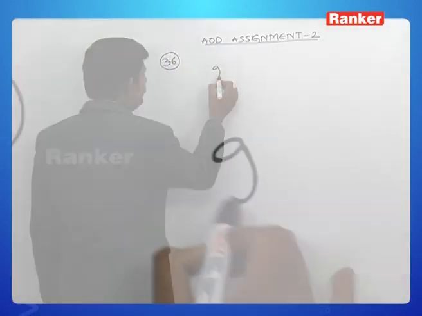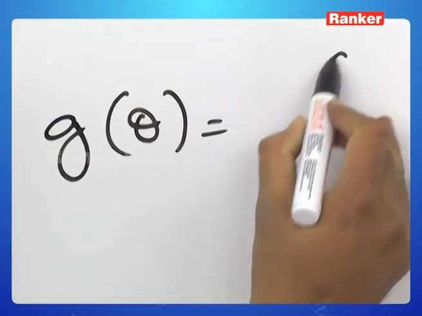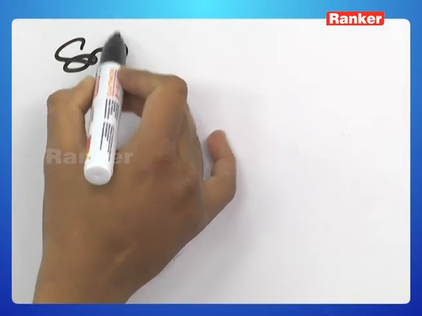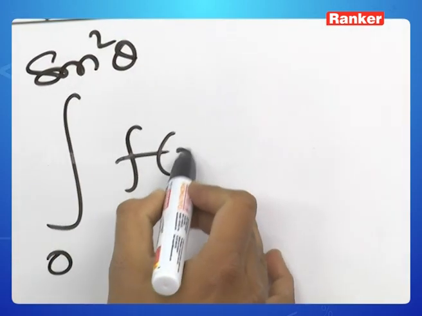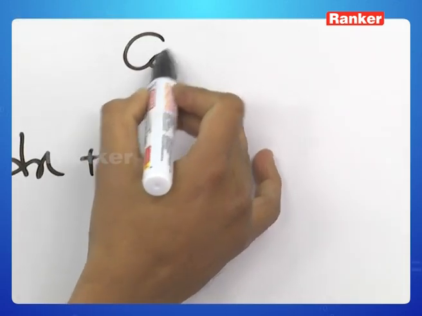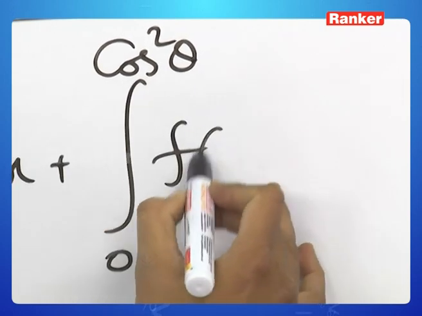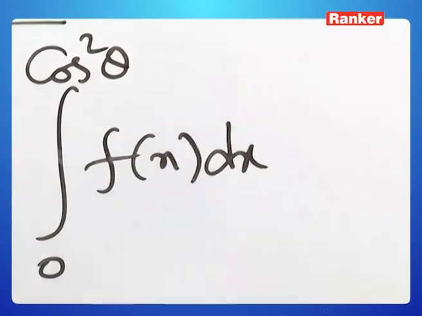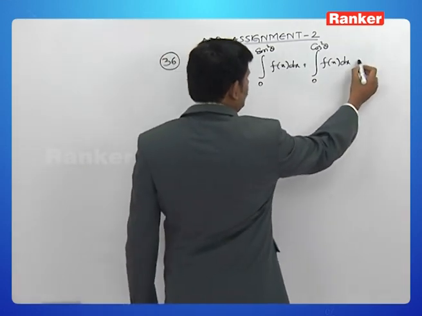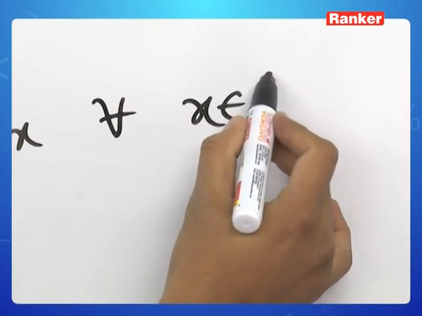g of theta is given as integral 0 to sin square theta f of x dx plus integral 0 to cos square theta f of x dx, whenever theta lies between minus pi by 2 to pi by 2.